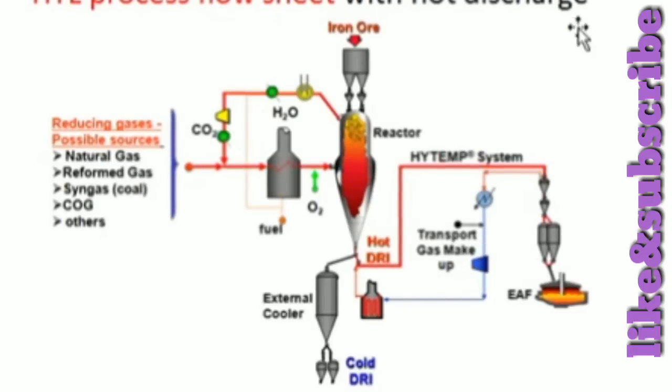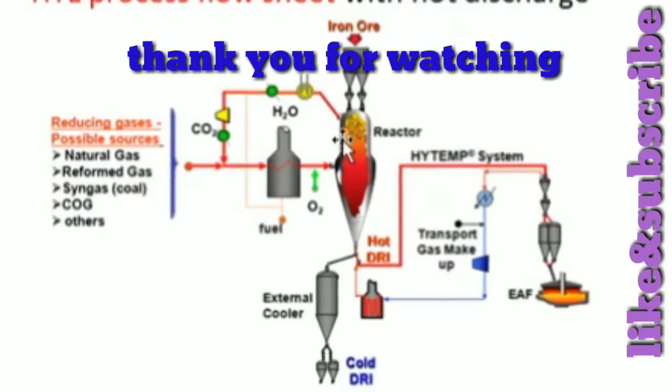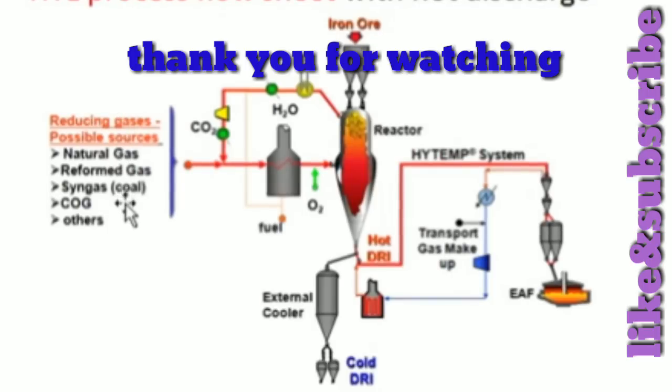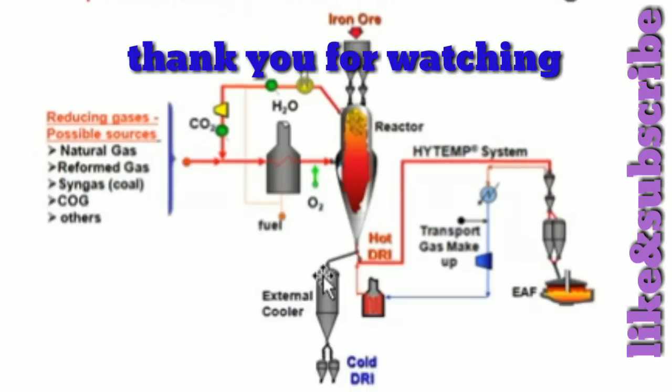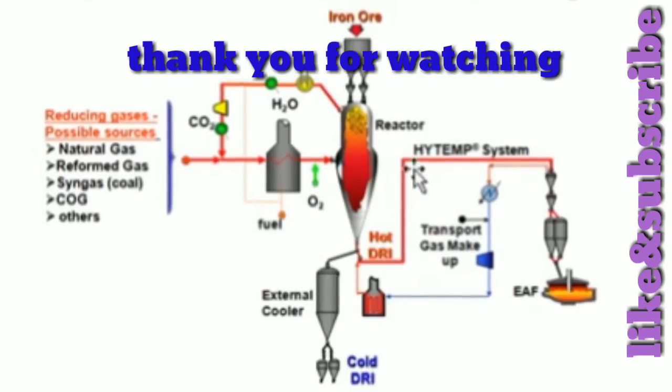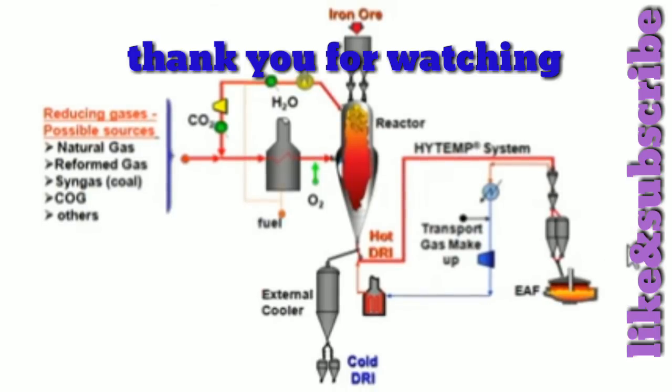This is the flow sheet of HYL process, where this is the reactor, this is the heater. Any gas can be used: natural gas, reformer gas, syngas from coal, or COG gas, and others can be used. And the external tools for CDRI and hot DRI transfer to EAF can be made.